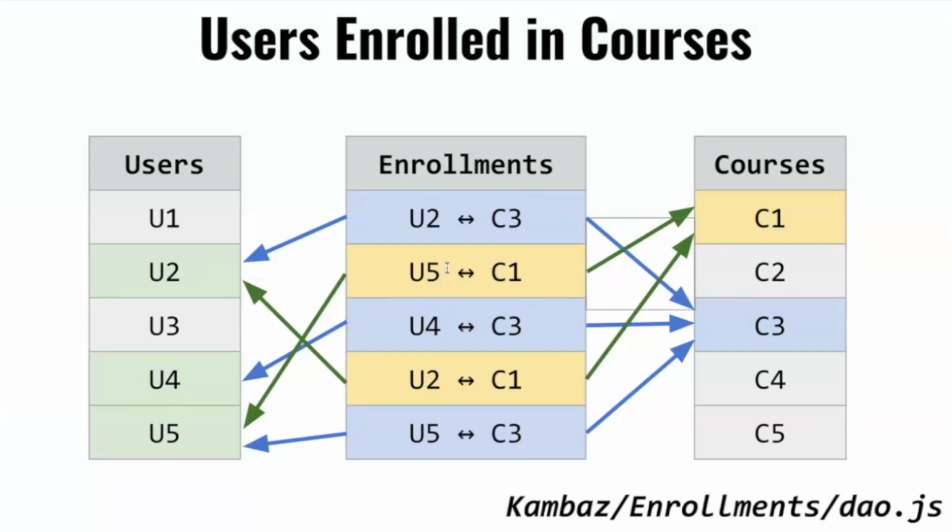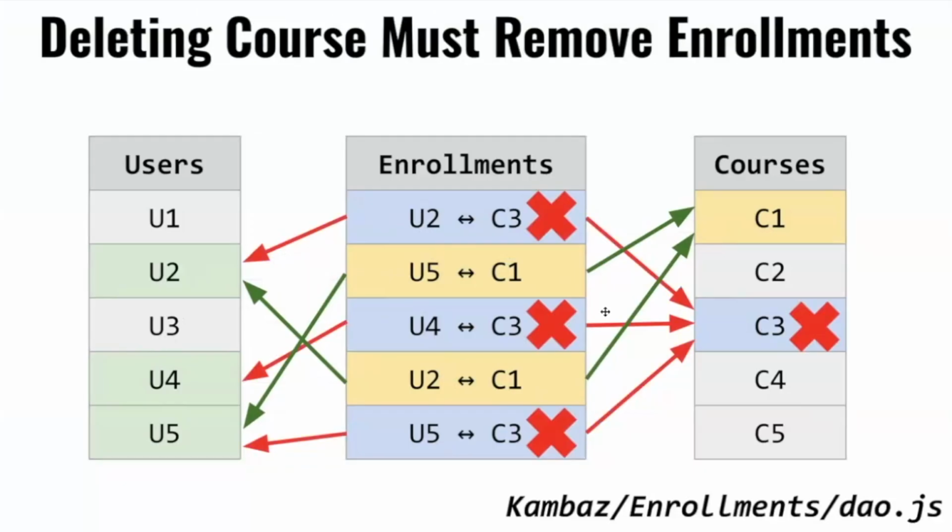It also says that these yellow enrollments say that students U2 and U5 are both enrolled in course 1. And you can follow the arrows here. Now, what happens if I try to unenroll, or I try to delete a course? For instance, if I remove course C3, then these enrollments no longer make sense. Students U2, U4, and U5 would be enrolled in a phantom course.